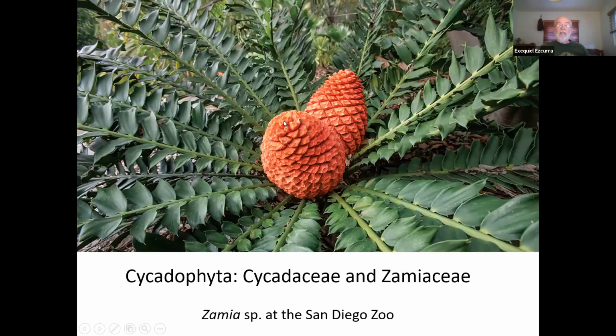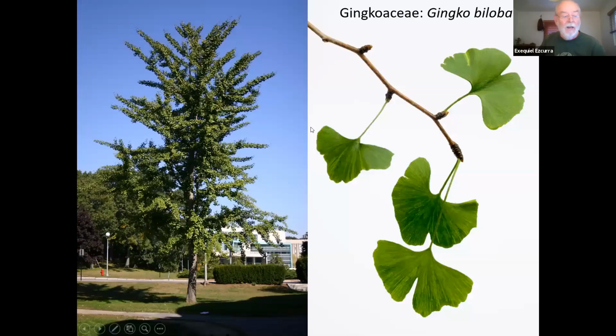And the Zamiaceae look very similar. In the Zamiaceae, it's more common to find perfect cones. You can tell immediately when you see this cone that this belongs in the gymnosperms. Sometimes the Cycadaceae, the cycas, have more fleshy structures that one has to look at in some detail to realize it's a cone. Another interesting family and lineage within the gymnosperms is this amazing tree known as Ginkgo biloba.